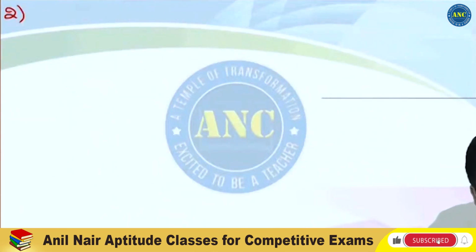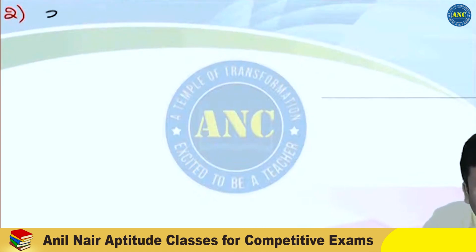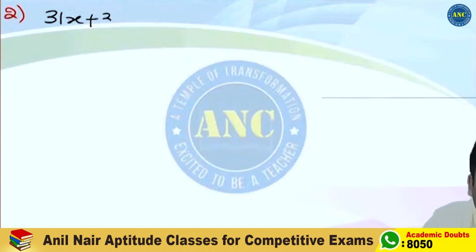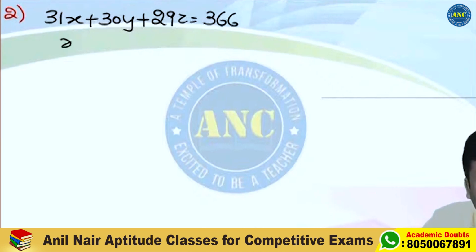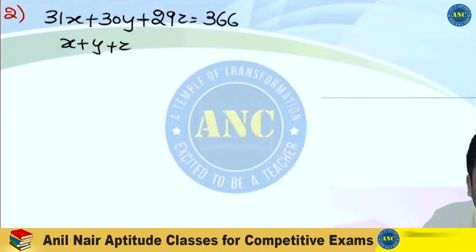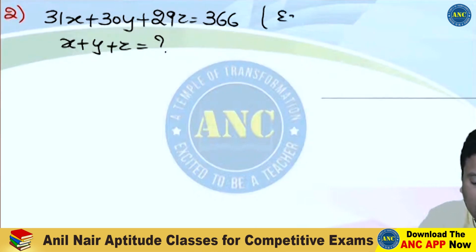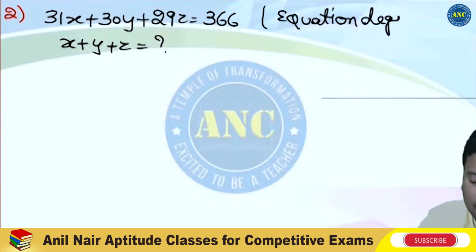Second question, the question which I created and gave to Tata Consultancy Services in 2014, for which I got a name, fame and a lot of money. The question is 31x plus 30y plus 29z equals 366. x plus y plus z equals how much? Now if you see here, this is nothing but an equation of degree 1 with 3 variables, that is x, y and z, right?